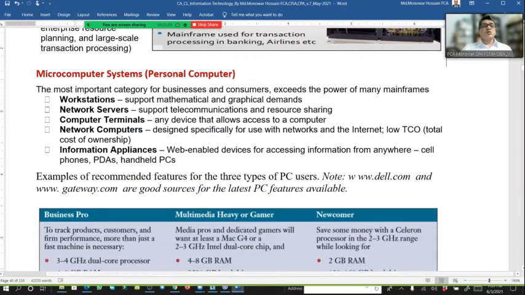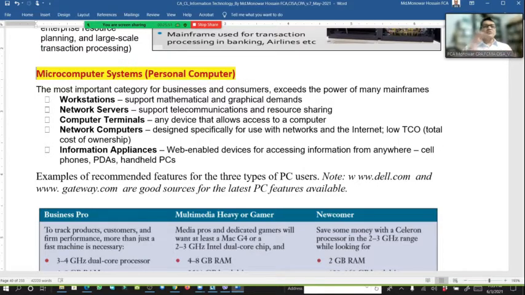And the microcomputer system, that is the personal computer. We are all familiar with that. The microcomputer or personal computer is the most important category for business and consumers. At this moment we are taking our class through a personal computer, and its power exceeds that of many mainframes. A workstation is also a personal computer that supports mathematical and graphical demands, along with network servers, computer terminals, network computers, information appliances, etc.